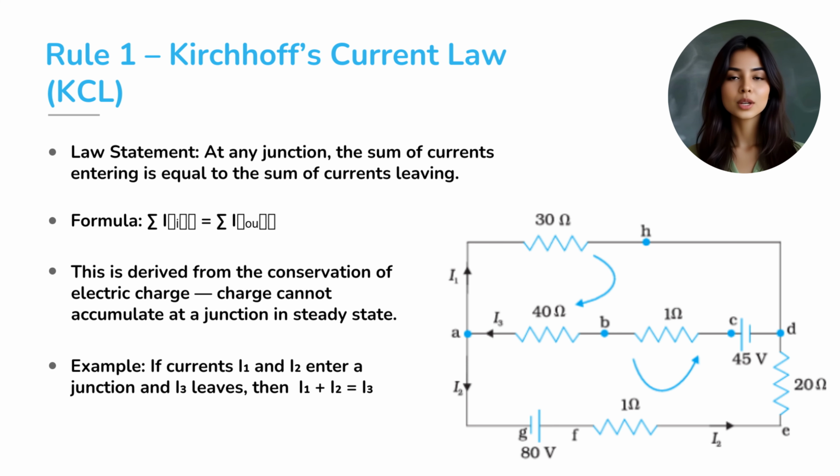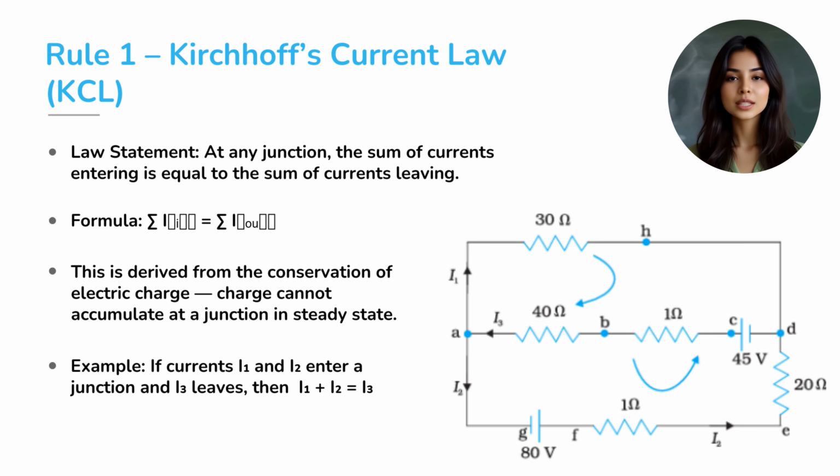Let's begin with Kirchhoff's current law, also called the junction rule. Law statement: at any electrical junction, the total current entering the junction is equal to the total current leaving the junction. Mathematically, this is written as summation of I sub in is equal to summation of I sub out.